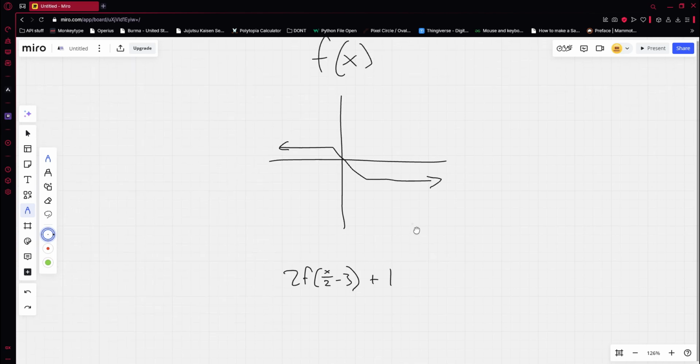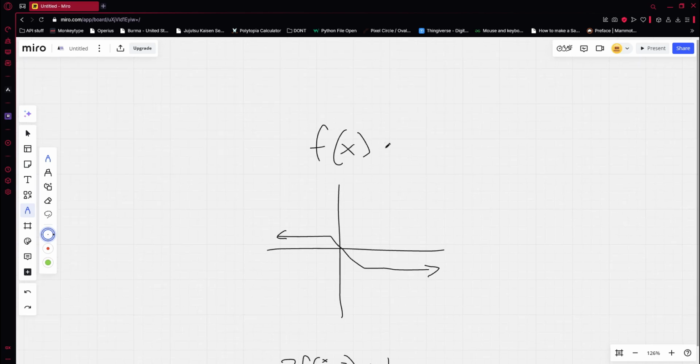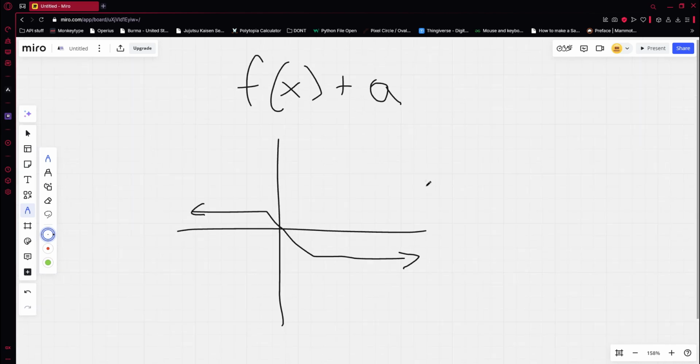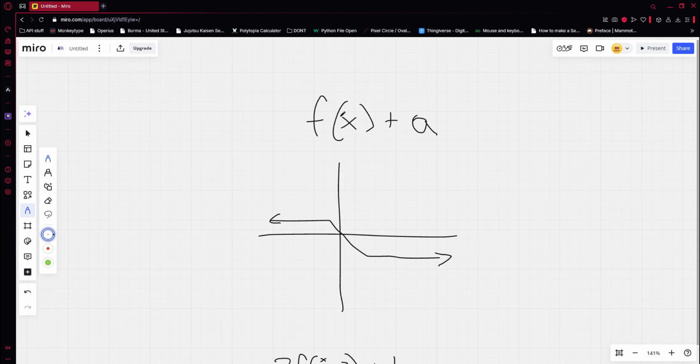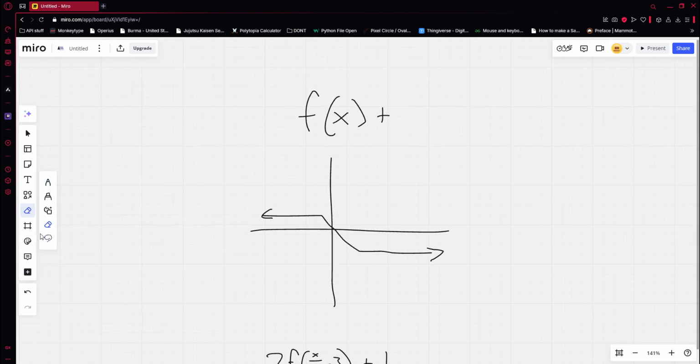So the first thing we have to understand is what each type of translation is. Our first translation is vertical, let's say A. When we have our function, and then outside of the parentheses we have plus or minus A, just some number, that means we are translating vertically. So if we're plus, let's say plus 3, then this function would be up here now. Everything else is the same. It's just up by 3 units.